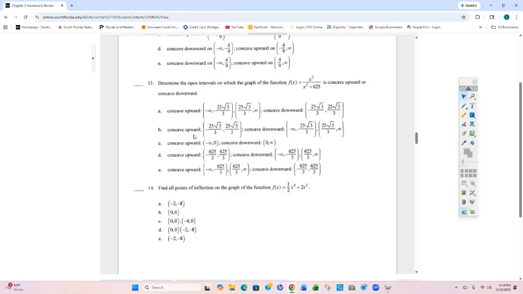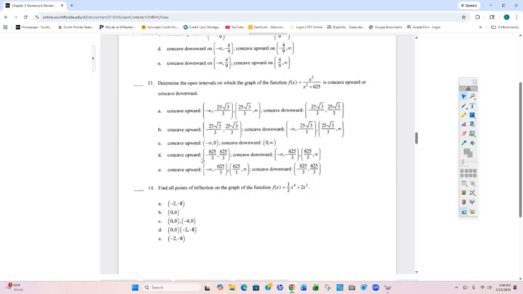Part B, concave upward, negative 25 square root of 3 over 3, comma, 25 square root of 3 over 3. Concave downward on two intervals, negative infinity to negative 25 square root of 3 over 3, and 25 square root of 3 over 3, comma, infinity. C, concave upward from negative infinity to 0, concave downward from 0 to infinity.